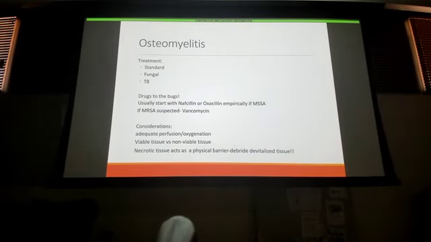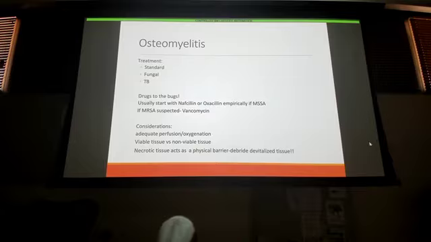The treatment of it, you're going to treat whatever you feel the causative agent is, right? So if you think it is a bacteria, which it probably is, start with something broad that covers staph: nafcillin, oxacillin. If you think you have a resistant staph, Vanc is a pretty good one as well.